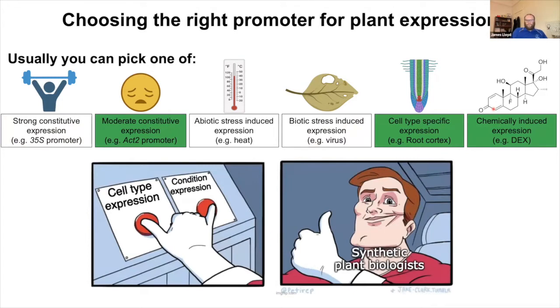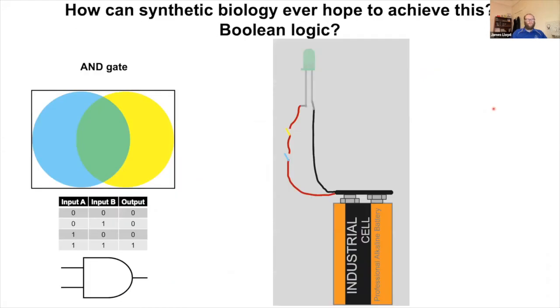So how can we hope to achieve this? Well, we're hoping to achieve this with something called Boolean logic. Boolean logic is just a mathematical framework for thinking about true, false, binary data. And you can think of it in terms of this lovely Venn diagram here, where you have only green representing on, where you have both inputs turned on.